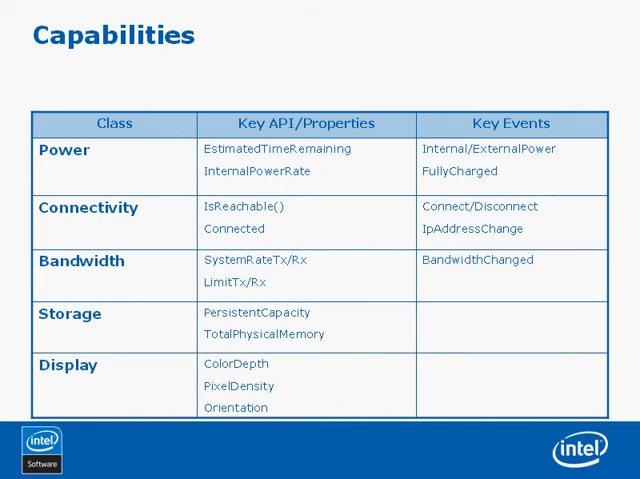The storage capability encompasses memory, hard drives, and other storage devices. The persistent capacity indicates total capacity in kilobytes for all writable disks. The total physical memory property returns total memory, also in kilobytes. Finally, the display capability handles all attached display adapters, with the ability to aggregate information such as total display size across multiple monitors. Other properties include the color depth, described as the number of bits per pixel, the pixel density, expressed as dots per inch, and the orientation, which can be landscape or portrait, especially useful with a tablet device.